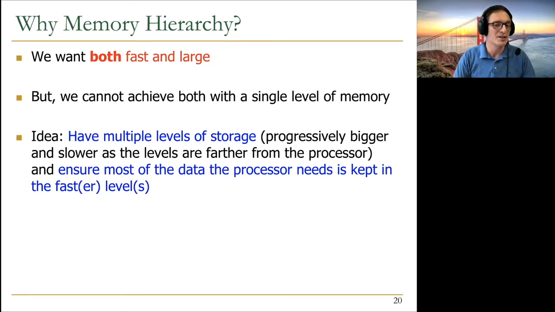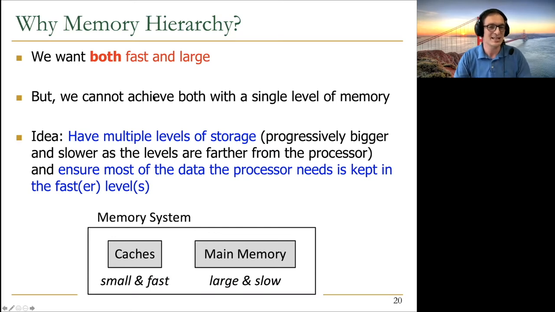Then the question is, of course, how do you achieve this? Clearly, having multiple levels of storage is easy, but how do you ensure most of the data the processor needs is kept in the faster levels? That requires a lot of interesting innovations, ideas, and algorithms to build caching mechanisms, prefetching mechanisms, and other memory hierarchy management mechanisms that we're going to introduce in this lecture and the next. But clearly, there's a lot of research that has been done in this area for more than 50 years, and we're not going to be able to cover all ideas.